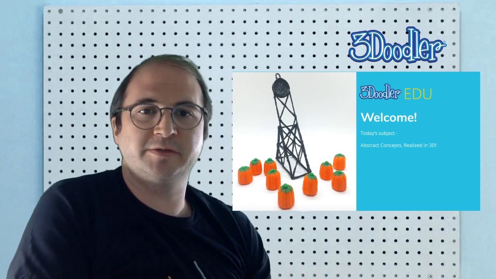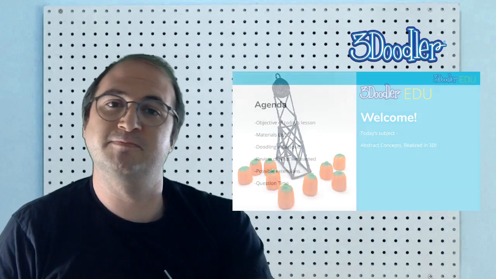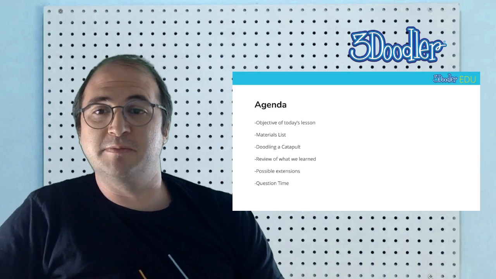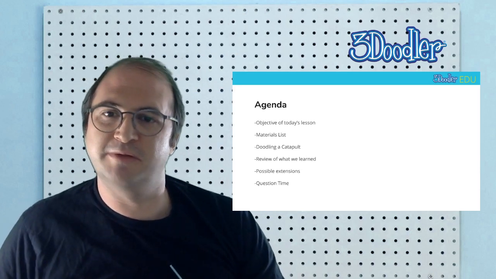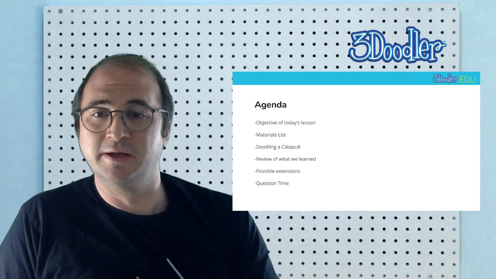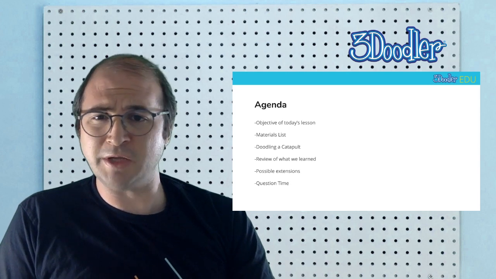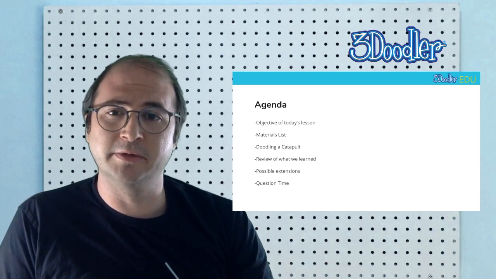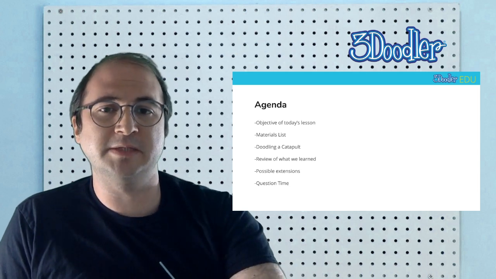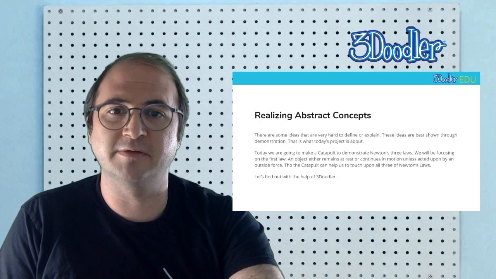Today we are going to be taking abstract concepts and making them a reality, which I am excited about because I like Newtonian physics. We'll be doing some math as well, so bear with me. First we'll go through the objective of today's lesson, then the materials list of what you'll need to create your catapult. I'll show you how to doodle the catapult, then we'll review what we learned, possible extensions, and then it's time for questions and other materials that we might have.